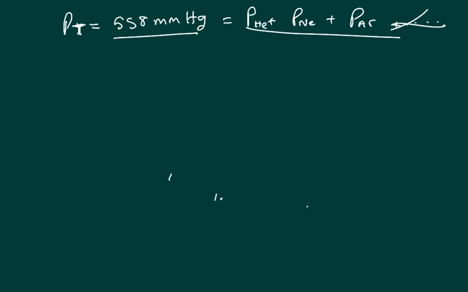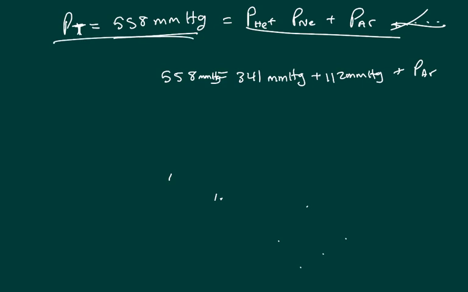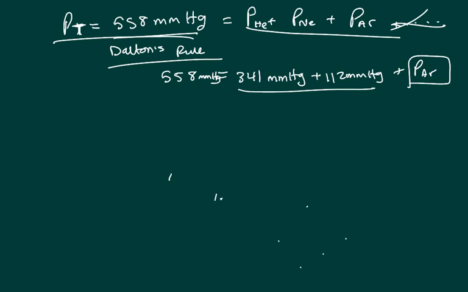Now we are told that the partial pressure for helium is 341 millimeters of mercury. And we are told that the partial pressure of neon is 112 millimeters of mercury. And what is the partial pressure of argon here? That is unknown, but remember we have the total. And this was Dalton's rule of partial pressure. Okay, so that's Dalton's rule. So of course, if we have an unknown, we'll just sum these up and subtract them from the other side.